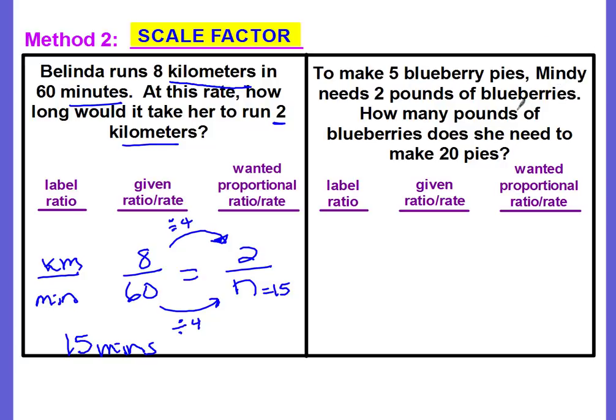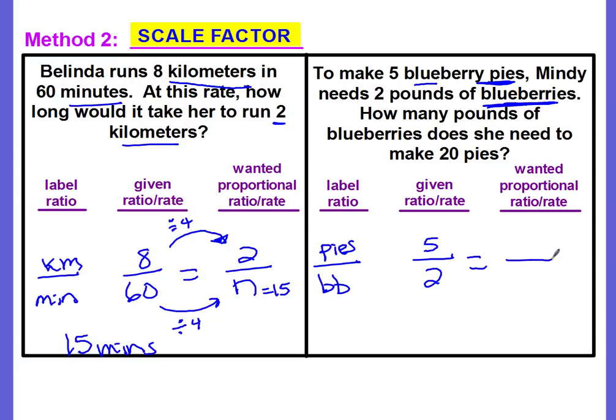To make 5 blueberry pies, Mindy needs 2 pounds of blueberries. How many pounds of blueberries does she need to make 20 pies? So what are we comparing? We're comparing the number of pies to the pounds of blueberries. So my label ratio is going to be pies, and I'm going to put a BB for blueberries. What rate or ratio are we given? 5 pies, so that goes in the numerator because the label ratio says so, to 2 pounds of blueberries. So the 2 will go in the denominator because the label ratio says the blueberry goes in the denominator.